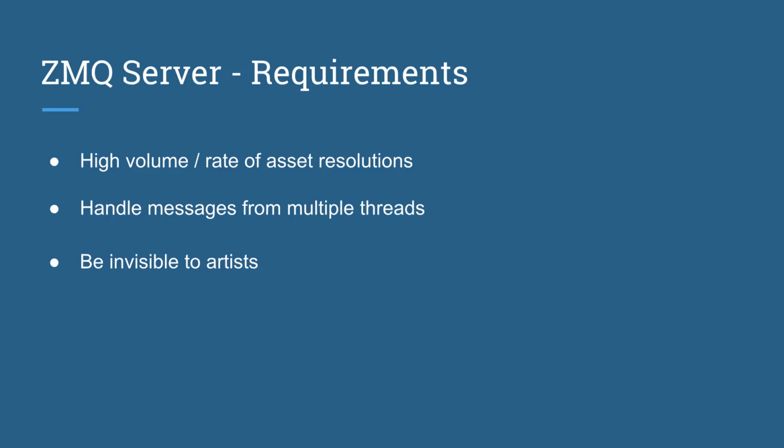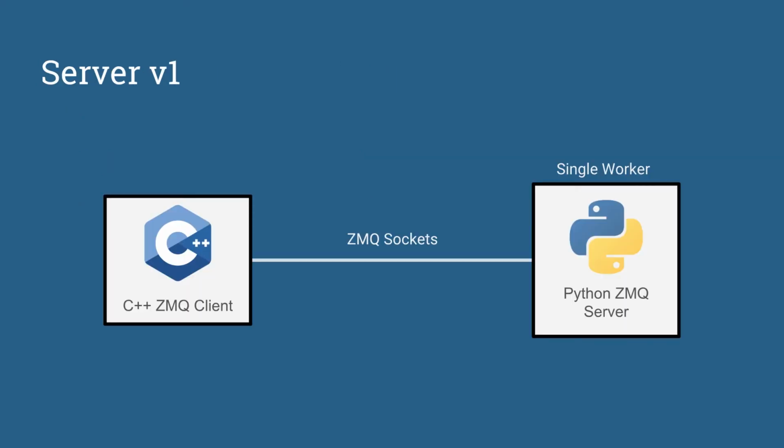And also it needed to be invisible to artists so that behind the scenes, there'd be no connection or messaging. It would just kind of resolve really quickly and they wouldn't have to know. Our first version of our server was something along these lines. We had connected our C++ client via ZMQ sockets to a single worker thread in Python.